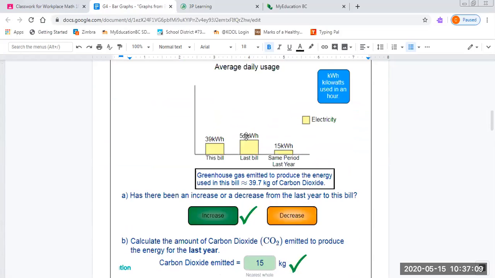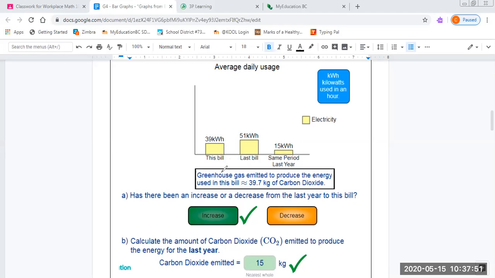So this is an example of a question here, and what we see here is that it's telling us the average daily usage of, in this case, energy. So this is electricity, so this would be like a hydro bill, and it's measured in kilowatts. And so it's telling us that on this bill we used 39 kilowatts, that last bill we used 51 kilowatts, and that last year at the same time, same period, so let's say the month is May, so this would have been May of 2019 as compared to May of 2020, that we only used 15 kilowatts.